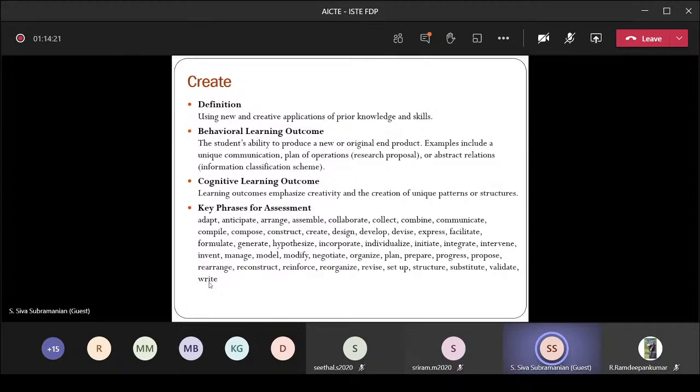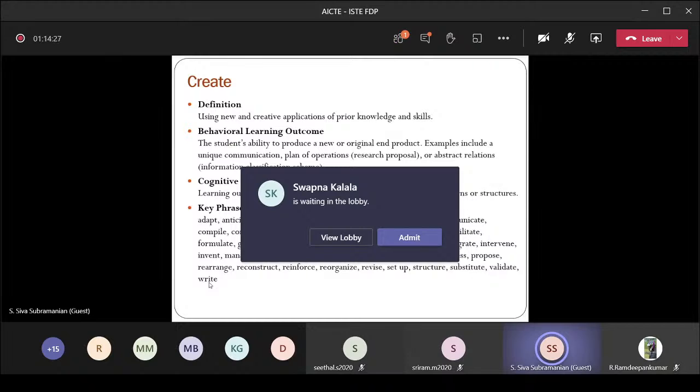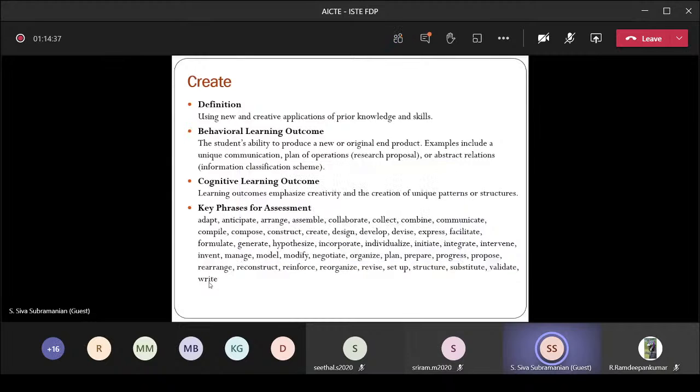The last domain is the create domain, where you use your skills and create a new application of prior knowledge and skills. With what you have learned from understanding, you remember, you applied, you analyzed, you evaluated, now you finally come out with a creation of it, right? It is at the highest order of thinking, and that is where you adapt, anticipate, arrange, assemble, collaborate, collect, devise, design, incorporate, hypothesize. So these are a few key phrases for assessment, right?